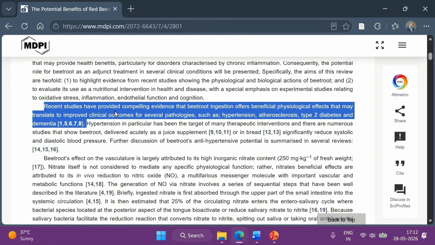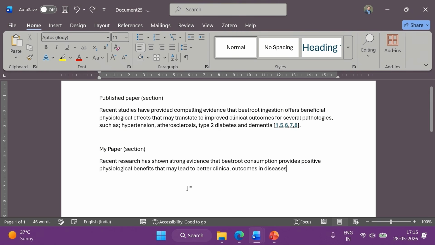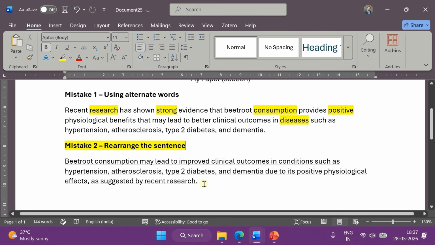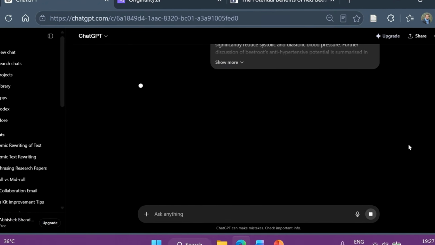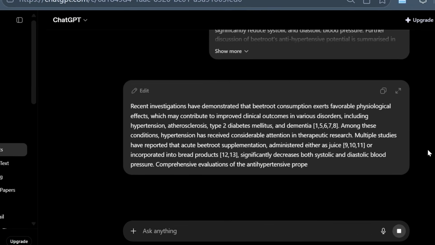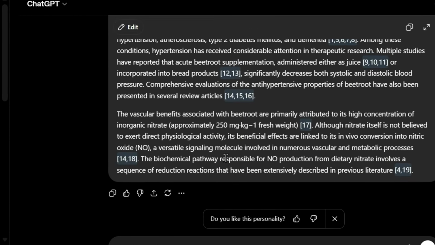So let me show you this with a real example. Suppose I want to include this information from a published paper in my own research paper or thesis. The mistake many beginners make is simply replacing a few words with synonyms or just rearranging the sentence structure. Nowadays, many students skip even that and ask ChatGPT or other AI tools to rewrite or paraphrase the entire paragraph in one click. Let me know in the comments if you have ever done this.